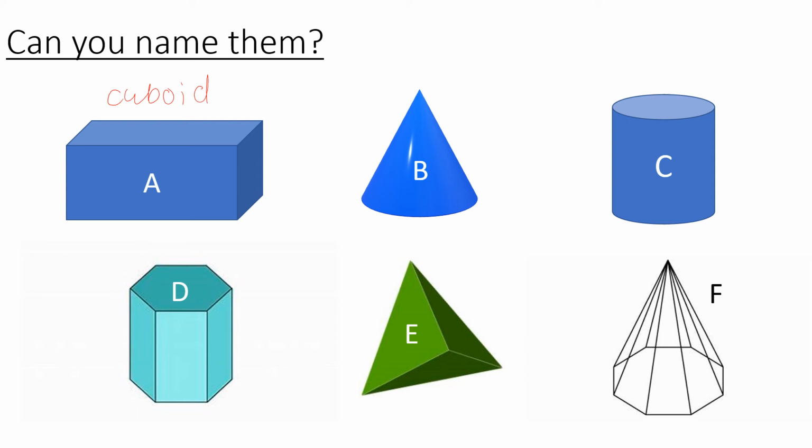Next, for B, I wrote this on the last slide because it's neither. It's a cone. Next up, looks like a tin of baked beans. It is known as a cylinder. D, we said it was a prism, and to get the type of prism, you look at the end. Now this has 6 edges, so it's a hexagon at the top, making it a hexagonal prism.